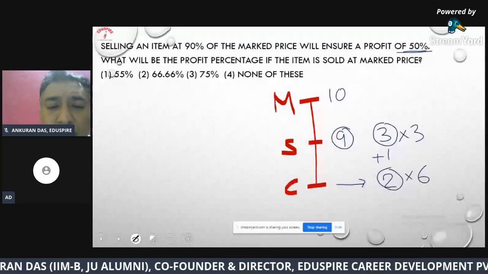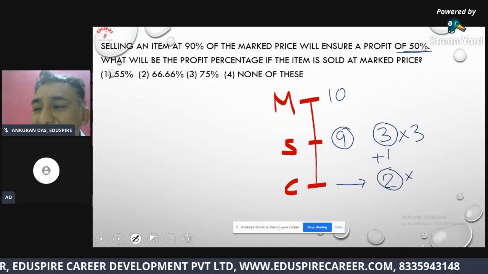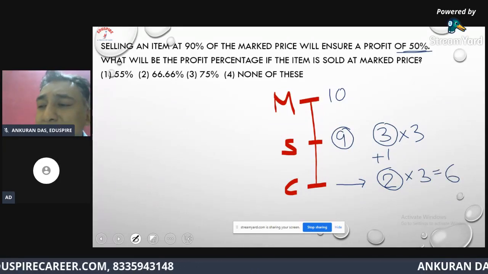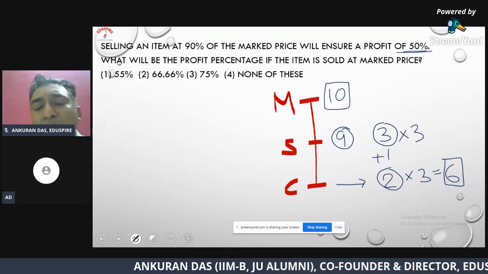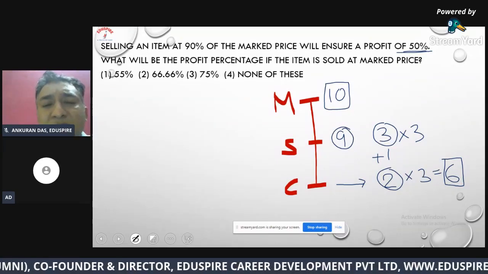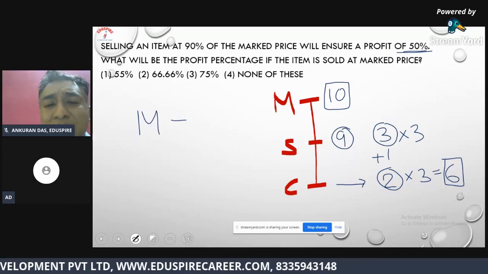Oops, I'm so sorry. I had 6 in my mind, so I just wrote it by mistake. So this will be 6, right? So the cost price is 6 and the mark price is 10. The question is, if I sell it at mark price without offering any discount, then what will be my percentage profit? Remember, if I sell it at mark price, that means there is no difference between the mark price and the sales price, right?